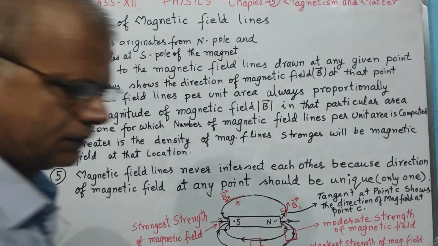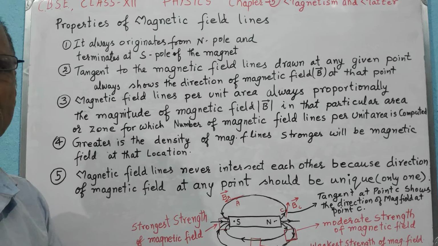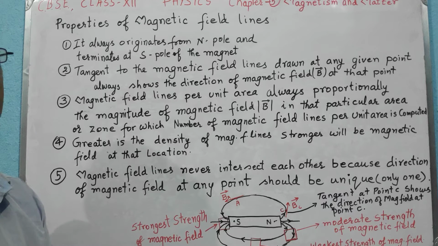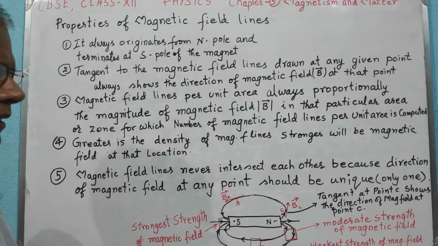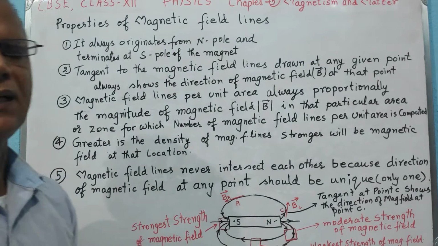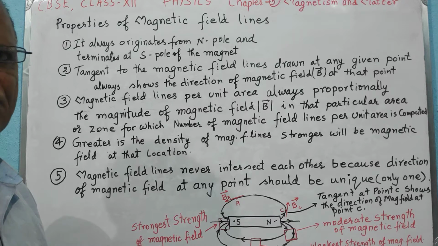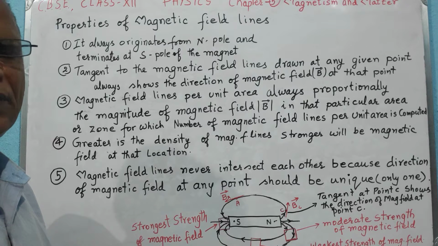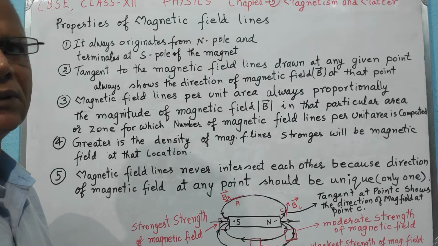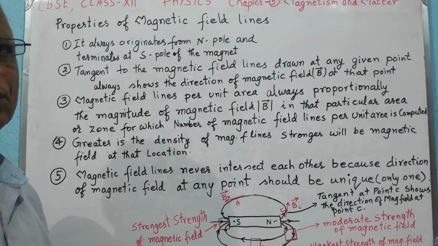Dear students, now we are going to learn more about the magnetic field lines, the properties of magnetic field lines. You see, we have just learned that magnetic field lines are imaginary lines along which an isolated north pole will tend to move when placed in a magnetic field, and if it is able to move.